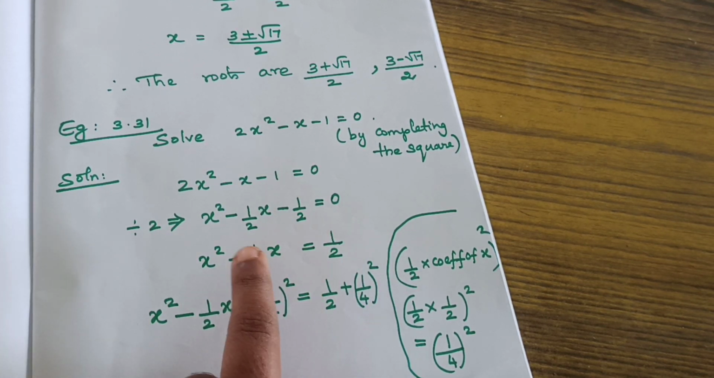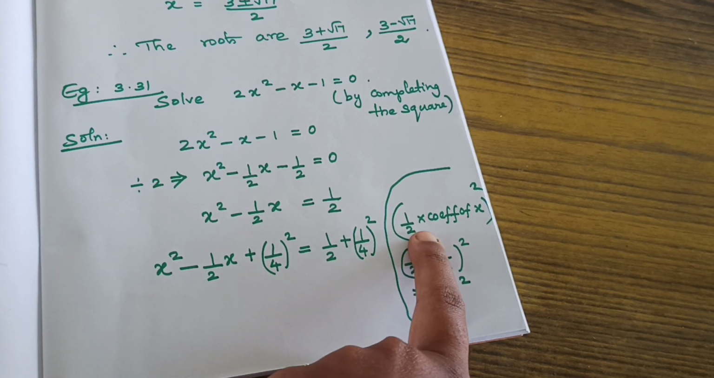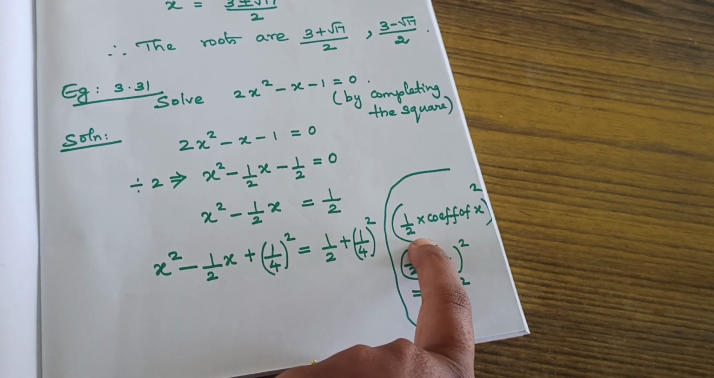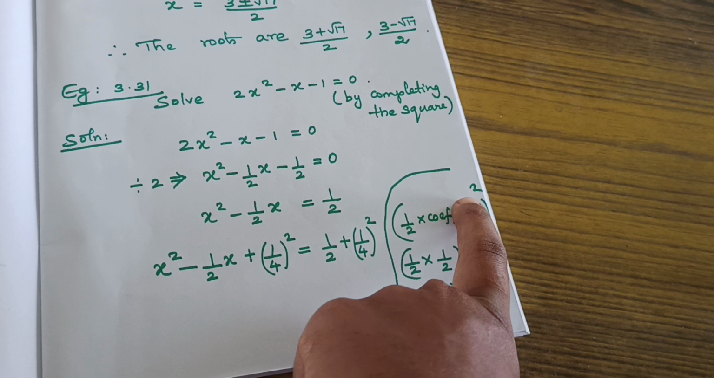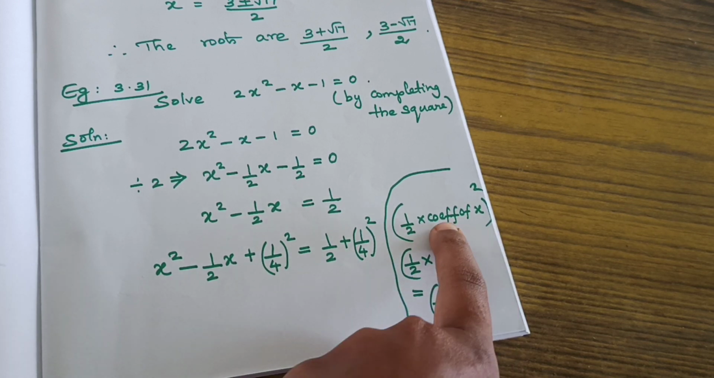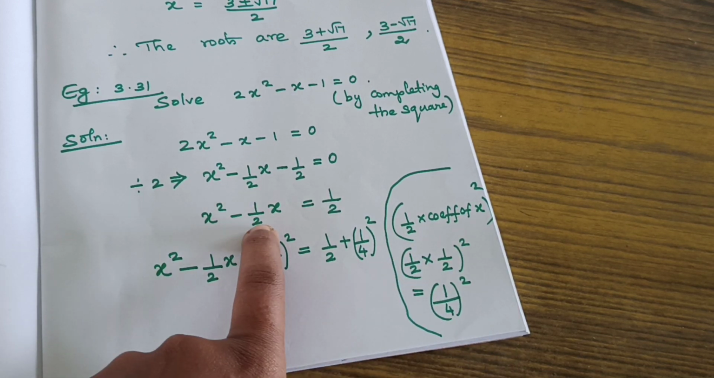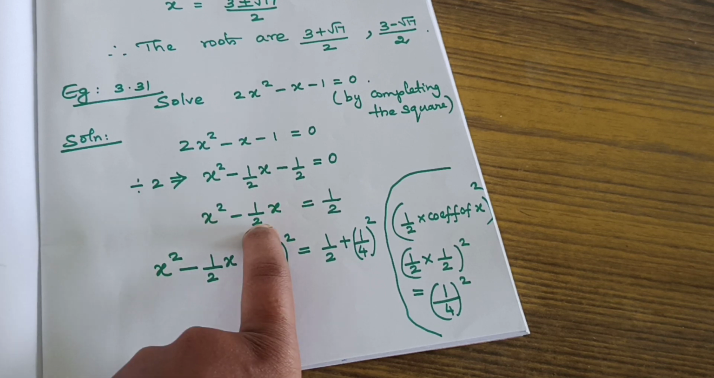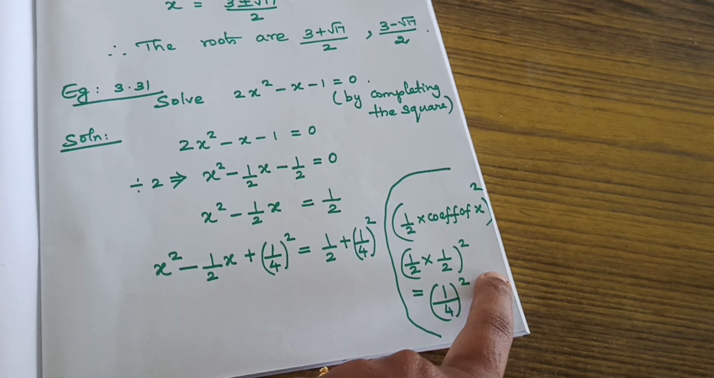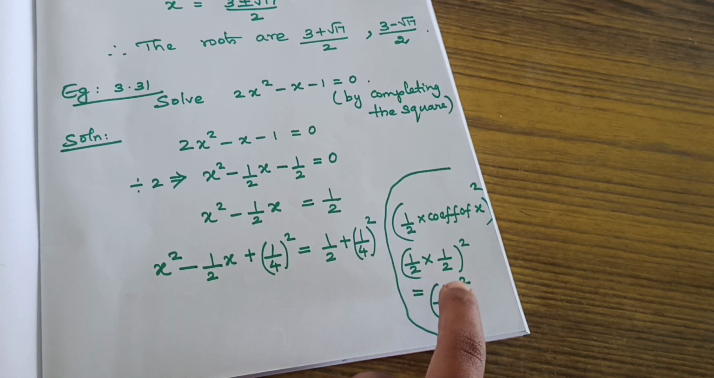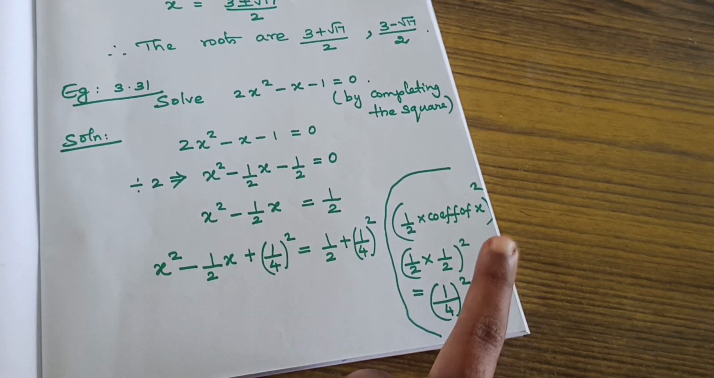Three steps over. Then fourth step, apply the formula. What is the formula? Half into coefficient of x the whole square. So half into coefficient of x means minus 1 by 2 only. No need to take the sign, number alone. So 1 by 2. So 1 by 2 the whole square, which is equal to 1 into 1, 1; 2 twos are 4, the whole square.